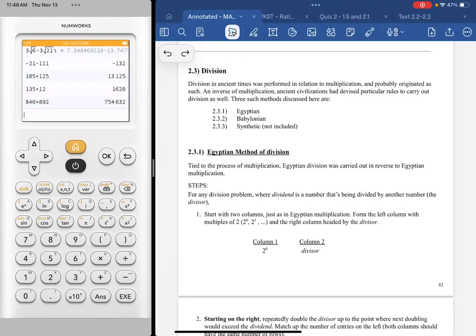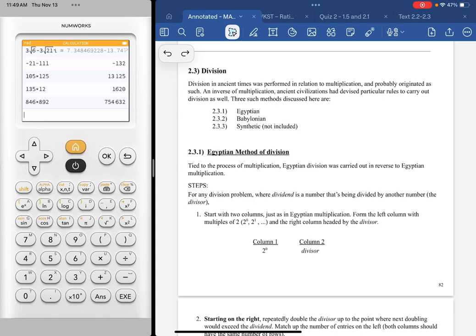All right, so in 2.3, we're going to look at the Egyptian and Babylonian methods for division. And so we'll jump right into the Egyptian for now. We'll get into synthetic division down the line. It's not included in this section, but it technically falls in the category of division, but it fits better when we start talking about quadratics. So we'll come back to it.